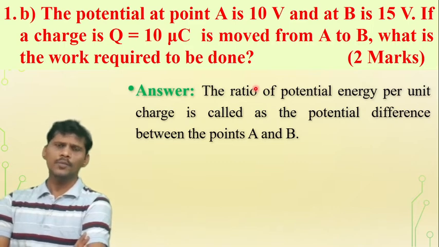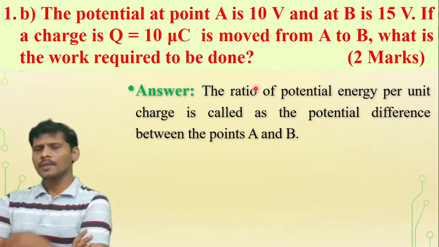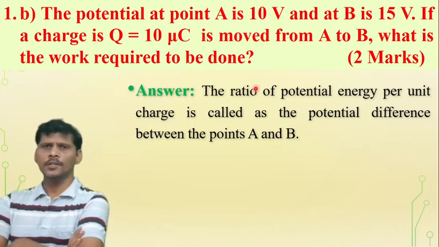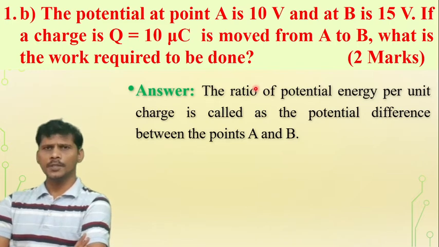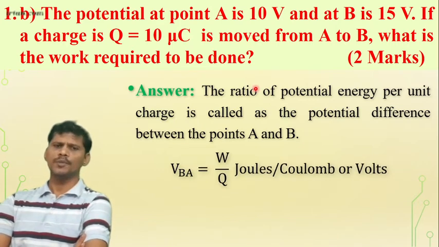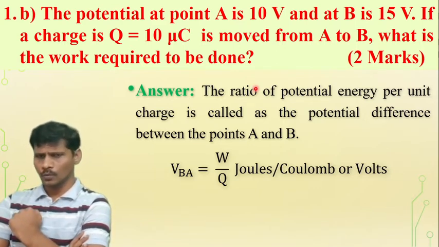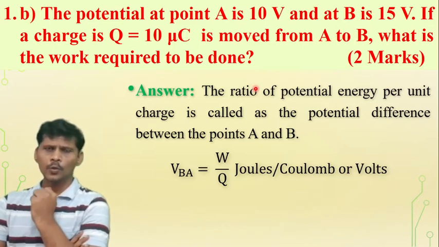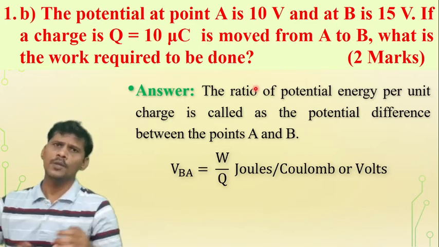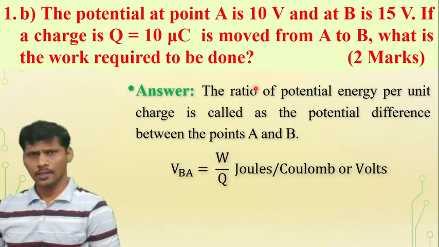We know the definition of potential difference: the ratio of potential energy per unit test charge is called the potential difference between two points A and B, and it is defined mathematically as the potential difference VBA equal to potential energy per unit test charge, that is W by Q. Now, here two potentials are given, one at point A and another at point B. So first calculate the potential difference between these two points, and after that calculate the work done W.